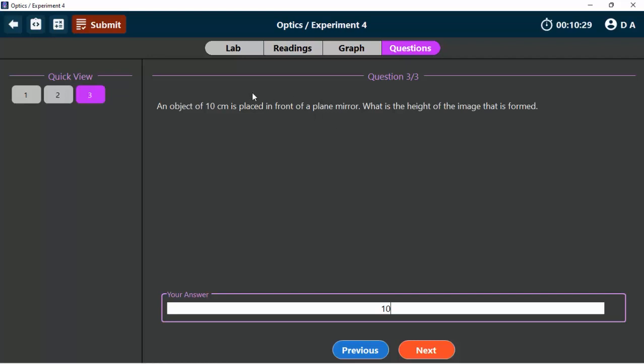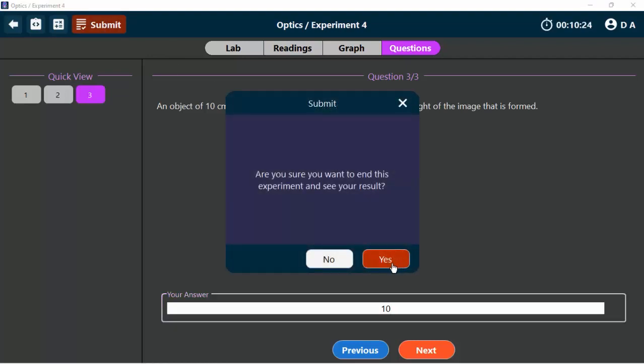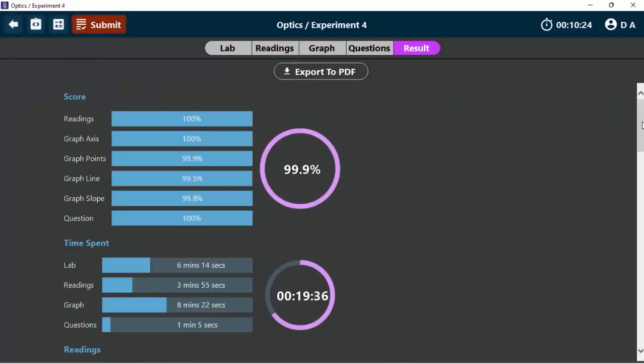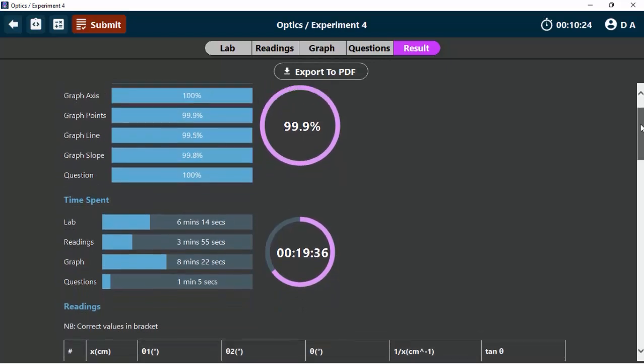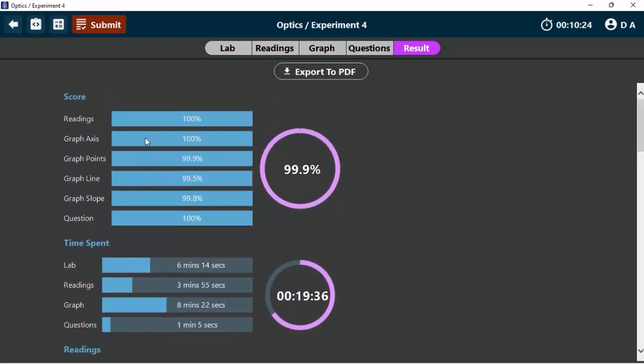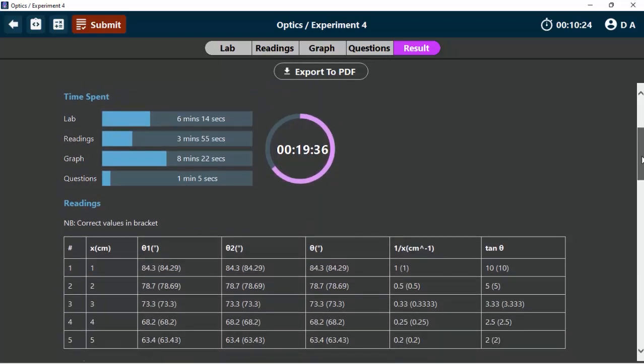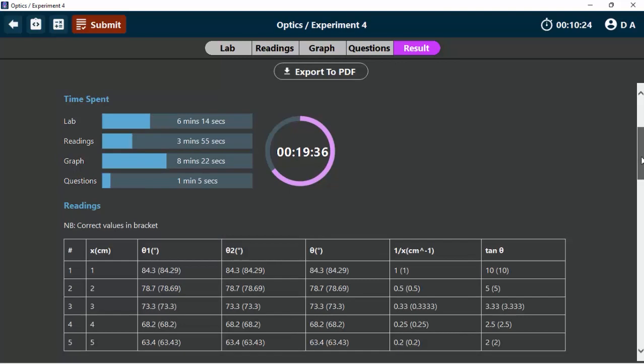So once you are done with your experiment on this application, you click on submit. Then once you submit, you get to see how you perform in various aspects of the experiment. In this experiment, you get to see how you perform in the reading section, in your ability to plot graph, in your ability to locate points on the graph, your ability to draw line of best fit, and also your ability to determine the slope and how you perform in the question section. You also get to see how much time you spend in each part of the experiment.